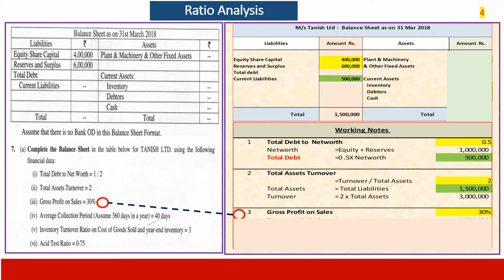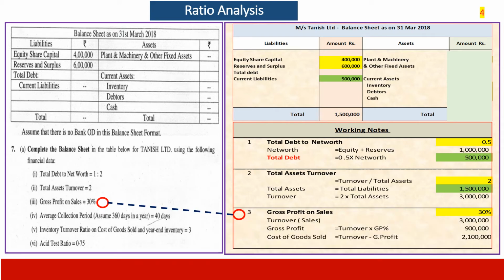We will take the next item, gross profit. Gross profit on sales is 30% and our turnover is 30 lakhs as we saw here. Apply 30% on it, it is 9 lakhs. Sales minus gross profit gives you cost of goods sold, which is 21 lakhs. This we will be using to derive inventory, and turnover figure we will use to derive the debtors. But we are not making any posting. We have just prepared an amount, cost of goods 21, sales 30. These two figures are known to us.